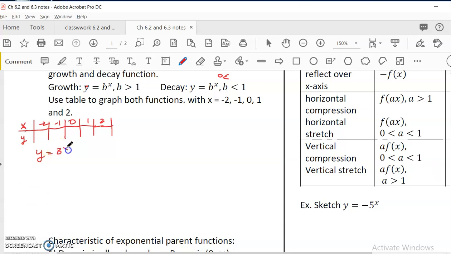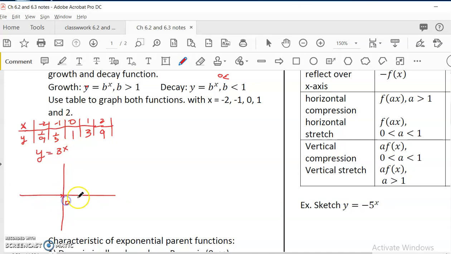3 to the x. Okay. So 3 to the x would be: 3 to the 0 is 1. 3 to the 1 is 3, because just 3 one time. 3 squared is 9. Right? 3 to the -1 is, remember, the reciprocal of 3, so it's 1/3. And this would be 1/9. Right? So we're ready to graph.